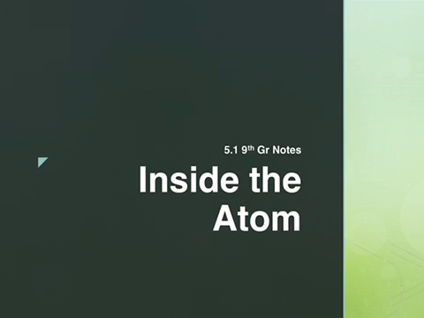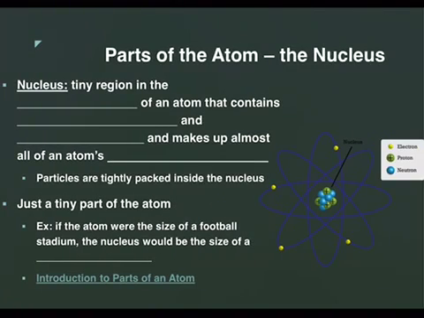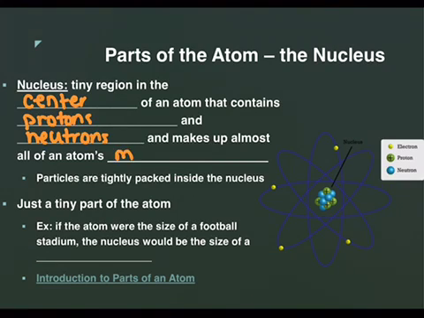In this chapter's videos, we are really going to be looking at and focusing on the atom. So the atom consists of a bunch of tiny little parts, and so we're going to look at each of these parts in a little detail. So the nucleus is a tiny region in the center of the atom. It contains protons and neutrons. And these protons and neutrons make up almost all of the atom's mass.